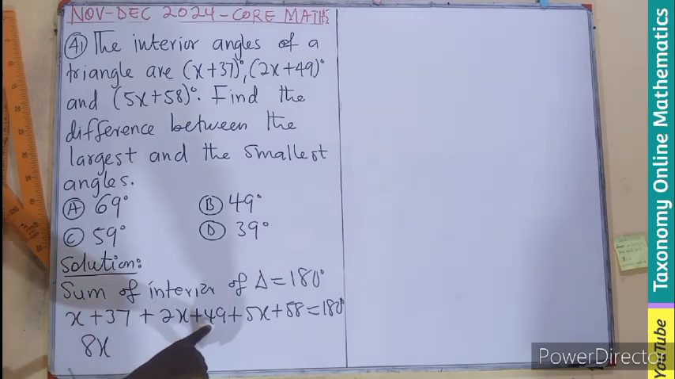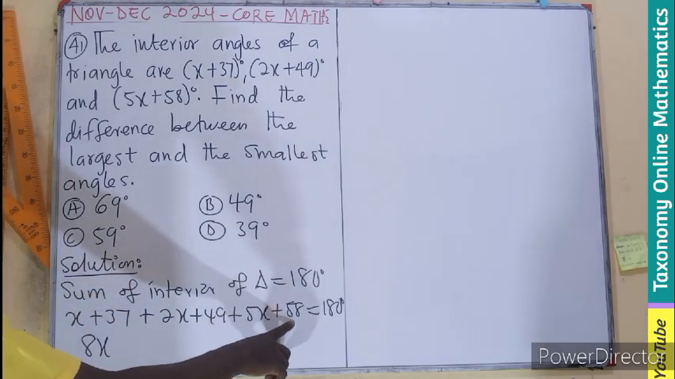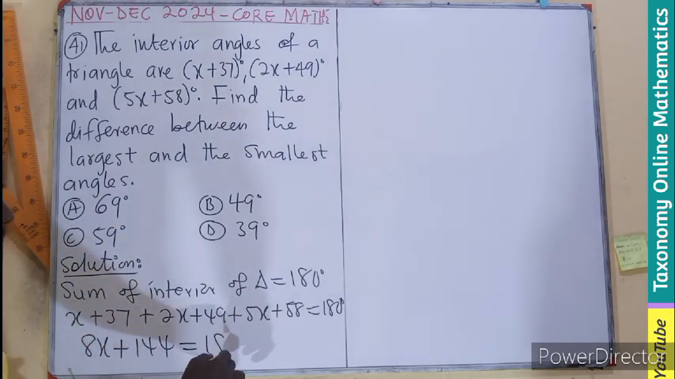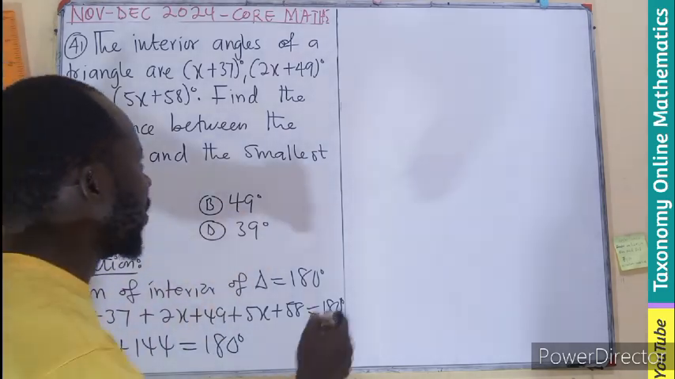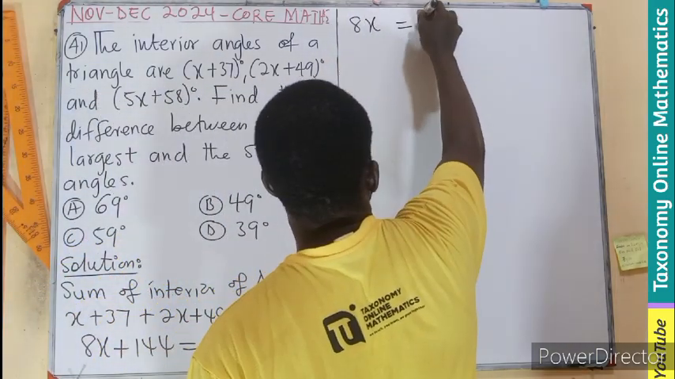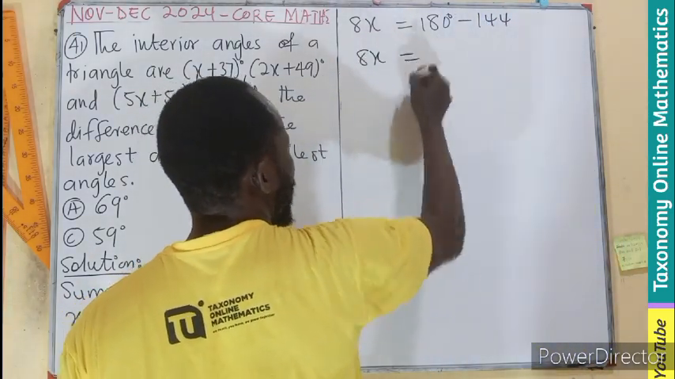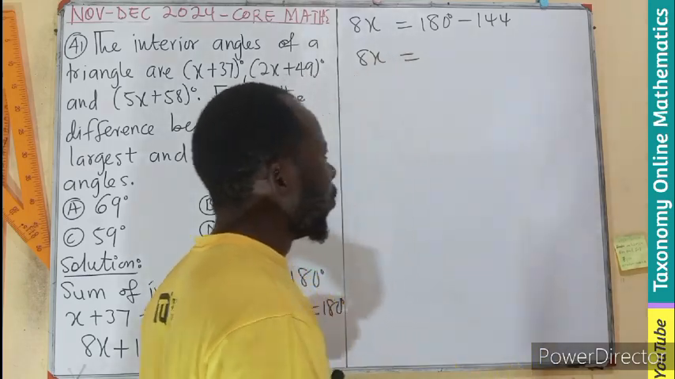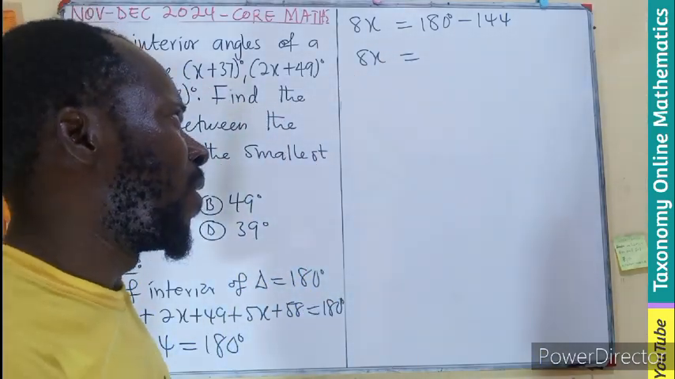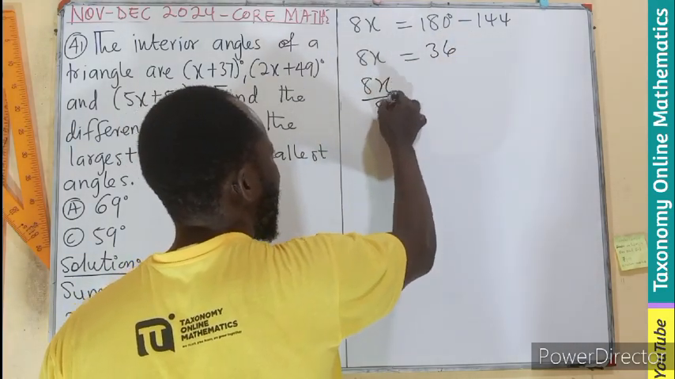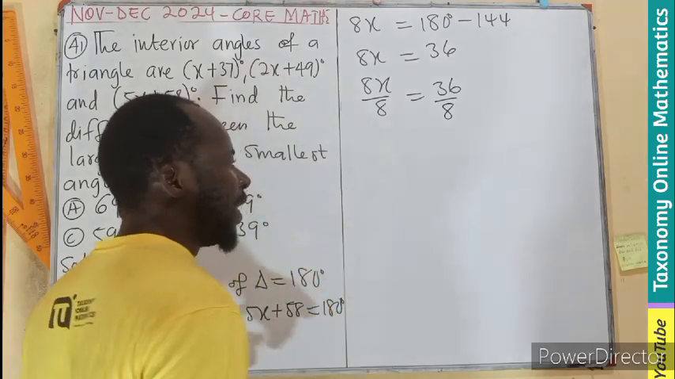Then 37 plus 49 plus 58 gives 144. So 8x plus 144 will be equal to 180. We need to keep the 8x and subtract 144 from 180 to have 8x equals 180 minus 144, which is 36. So we have 8x over 8, and 36 over 8.